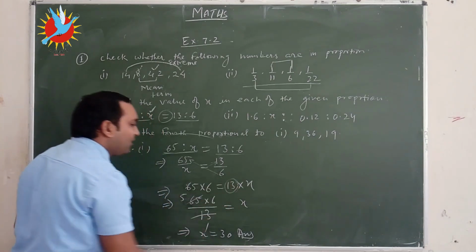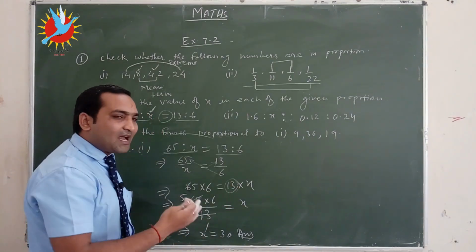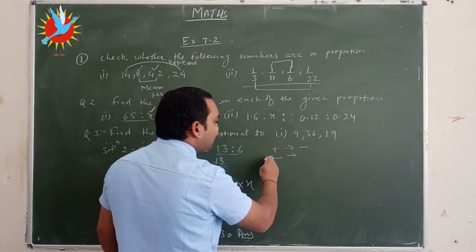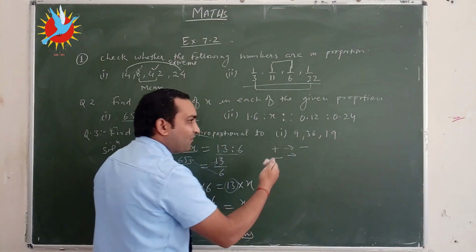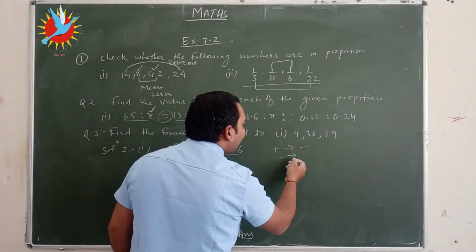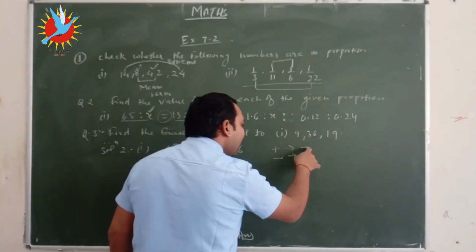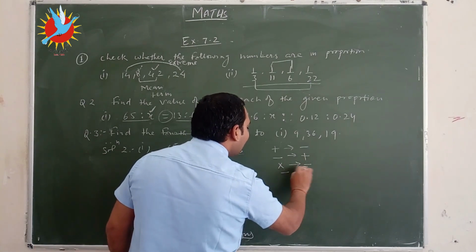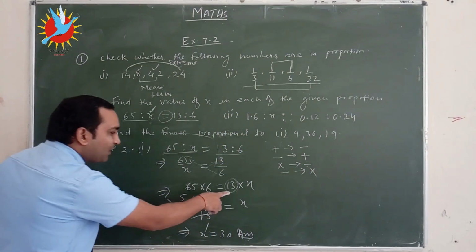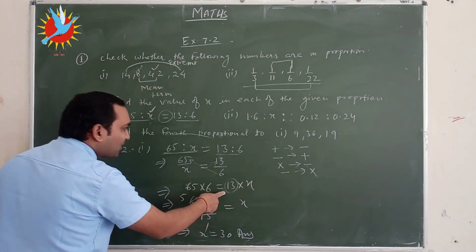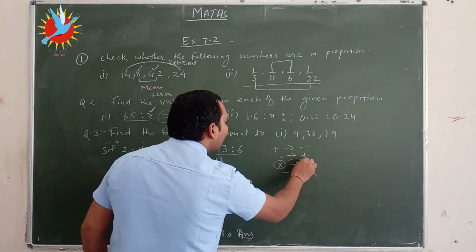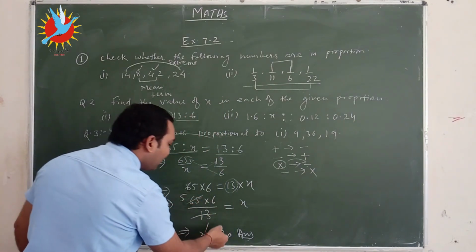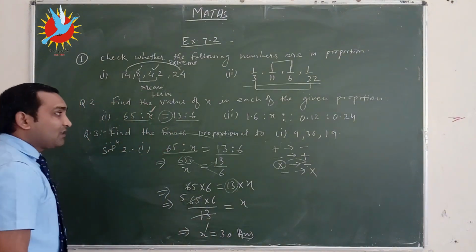And here 13, when we change the side from one side to the other, plus converts into minus and minus converts into plus. Multiply will convert into divide and divide will convert into multiply. So here x is multiplied with 13, so multiply will convert into divide. So 13 fives are 65, 5 sixes are 30. So the value of x is 30.